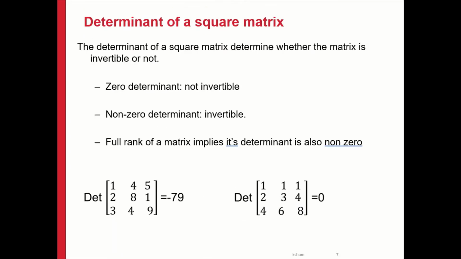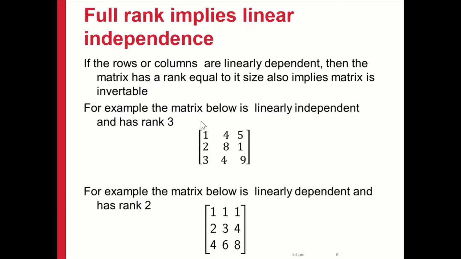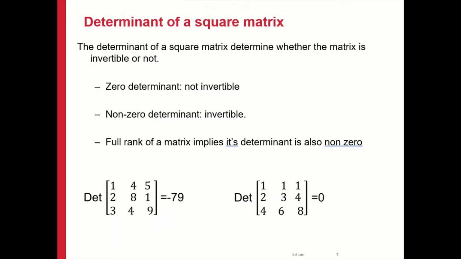Another way of thinking about rank is if we go back to our little example here, this determinant is non-zero. Whereas this determinant, because the two lines are linearly dependent, any matrix with two rows or two columns linearly dependent will have a zero determinant. So this is a nice quick check for checking the rank of a matrix.